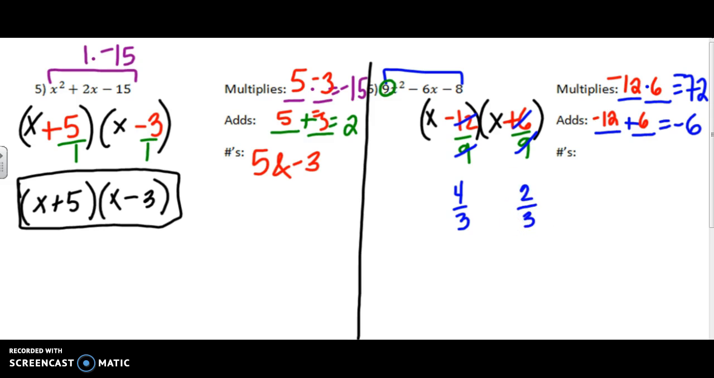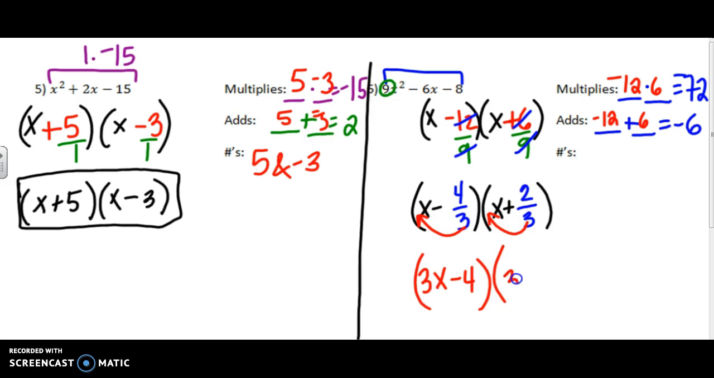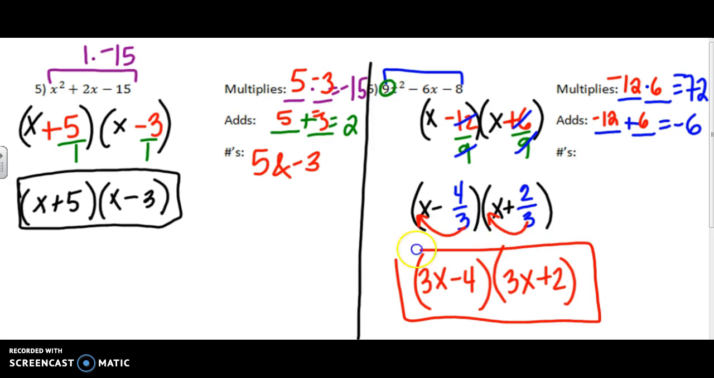On your calculator, under math, there's a function that says fraction that we've talked about. If you type in 12/9 or -12/9 and hit frac, it'll reduce it for you. But the problem is that still leaves us with fractions. So we need to now take these numbers that we have from being reduced and put them out in front. So then this is going to become 3x minus 4 and 3x plus 2 for our final answer.